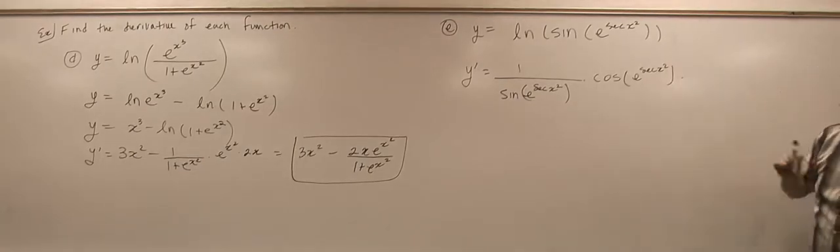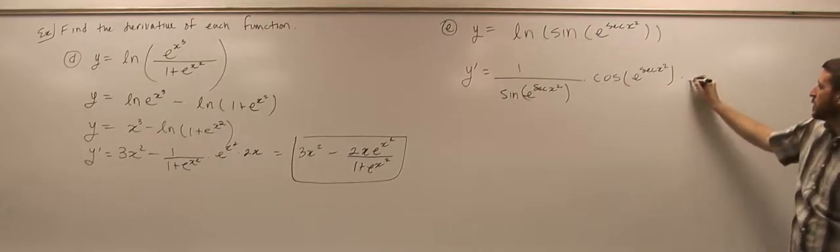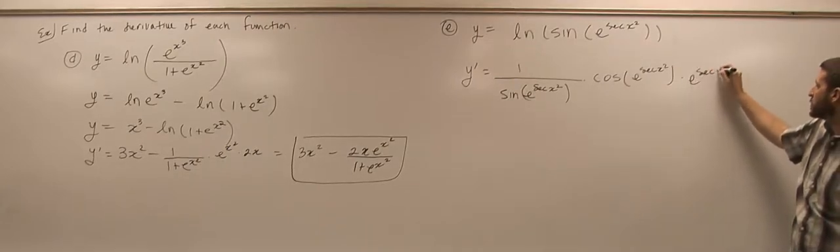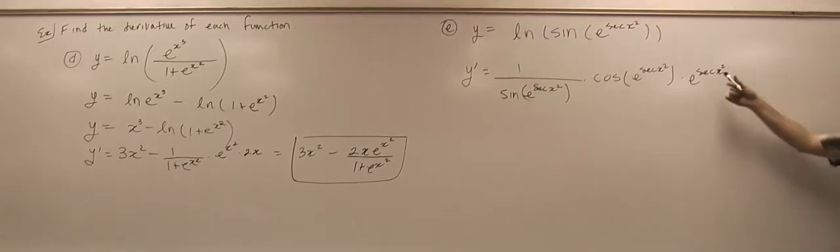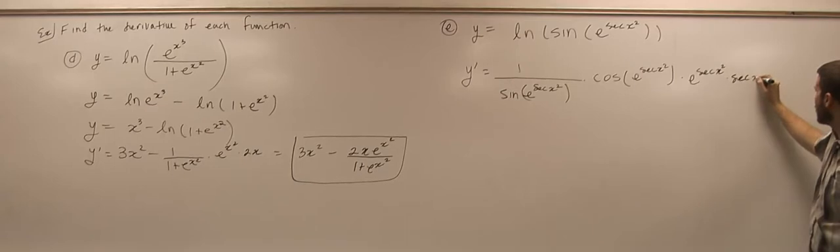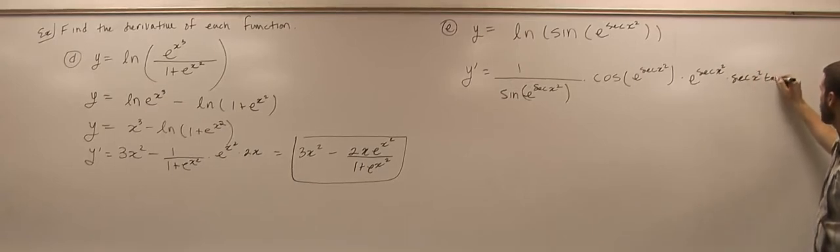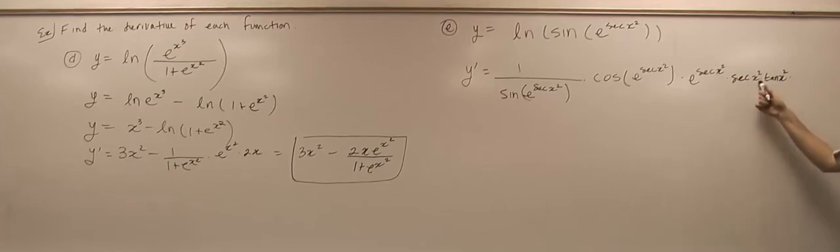Times the derivative of e to the secant x squared, which is e to the secant x squared again, times the derivative of secant x squared. What's the derivative of secant? Secant tangent, they all shout. Secant x squared tan x squared times the derivative of x squared. You still have another inside function: 2x.